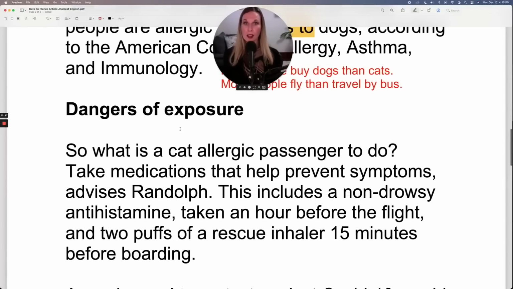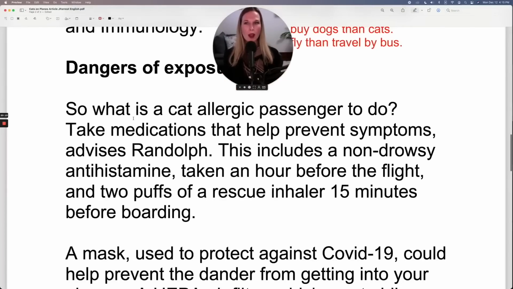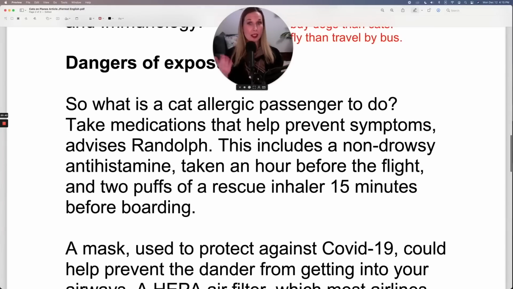Dangers of exposure. So what is a cat allergic passenger to do? So this person is allergic to cats. They get a reaction, but someone is taking a cat on the plane and they might be quite close to each other. So they're asking for advice. What is that person to do? And this is the advice.